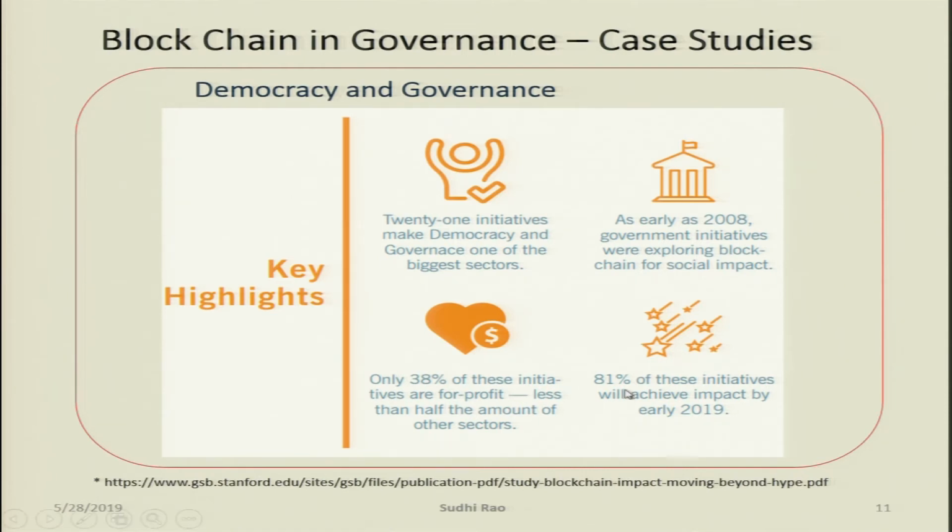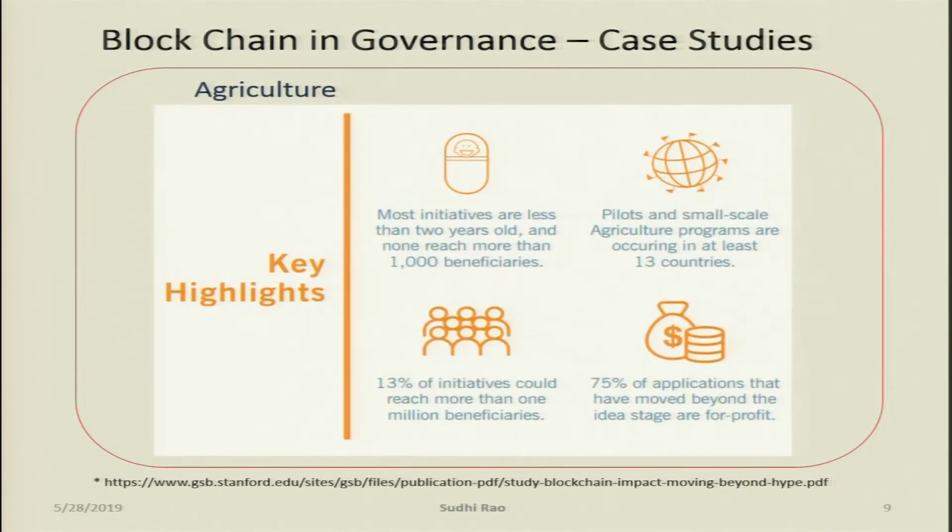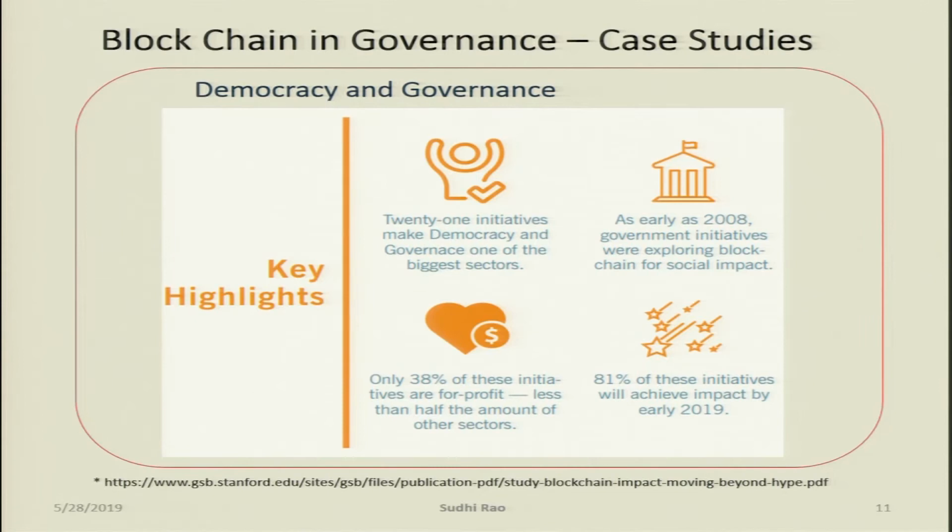And good news is they are all at a highly mature state. 81% of these initiatives will achieve impact by early 2019. That means it must have happened already by now. That is this sector, democracy and governance. As we see, a big chunk, 80% of all projects are expected to be effective within 12 months of this study, which is early 2019.